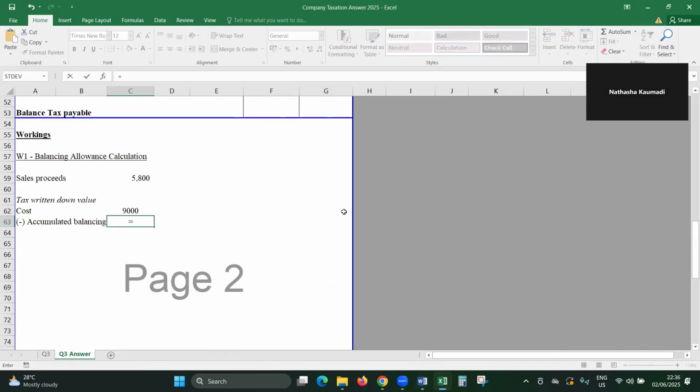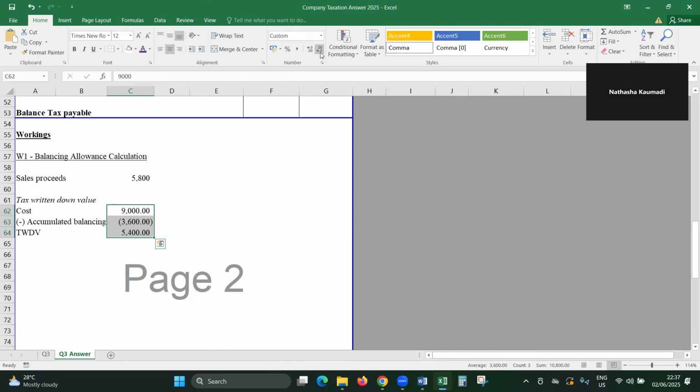So for 2 years, 9,000 divided by 5, that is 20%, is the capital allowance for 5 years. For 2 years, you multiply by 2, 3,600. This should be minus. 3,600 minus. So how much is tax written down value? It should be 5,400. Now when it comes to taxation, the carrying amount is only 5,400.